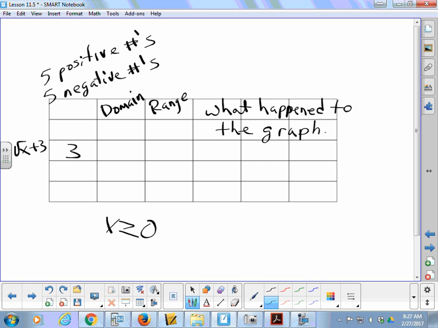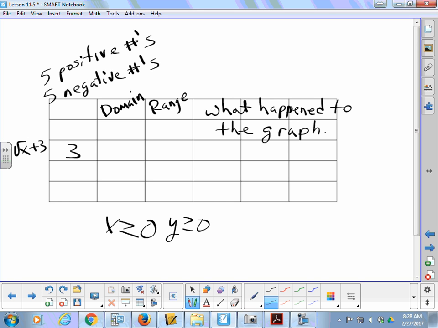Okay. Then we'll look at the range. The range in the parent function is y is greater than or equal to 0. Did that change? All right, so in other words, where it started on the y-axis, does that change? All right. And then what happened to the graph? Did the graph go up? Did it go down? Did it move to the left? Did it move to the right? Okay? Now, does that make sense?